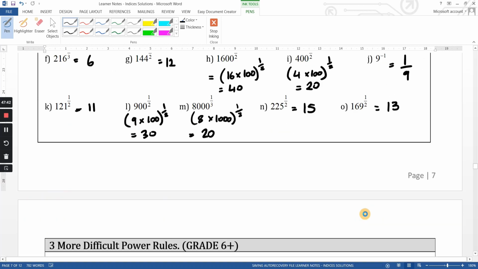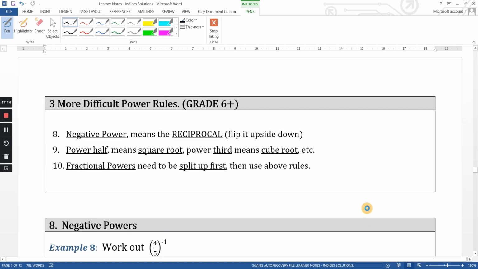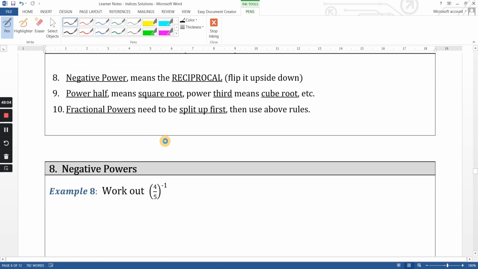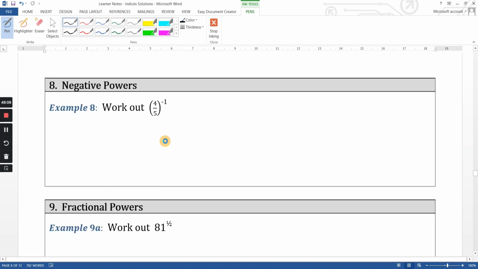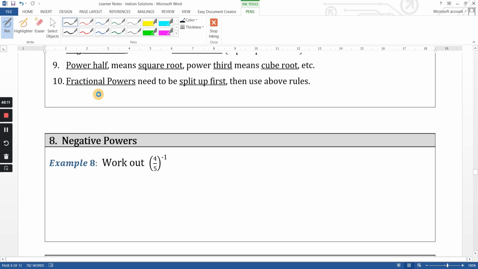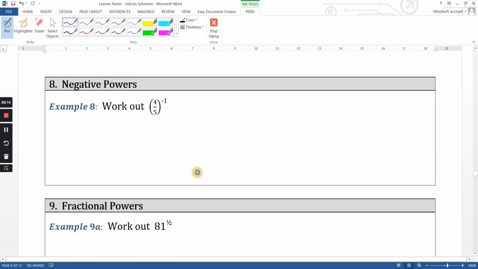Let's move on to a little bit of a recap. So the 3 more difficult power rules, these are grade 6 and above. We looked at negative powers, which means the reciprocal, flip it upside down. Power half means square root, power third means cube root, etc. Fractional powers need to be split up first, then use the above rules. Not seen this yet, so I'll show you that in a minute. Just to practice a few of these, I'll show you the most difficult fractional powers that you're likely to get. So let's try these.